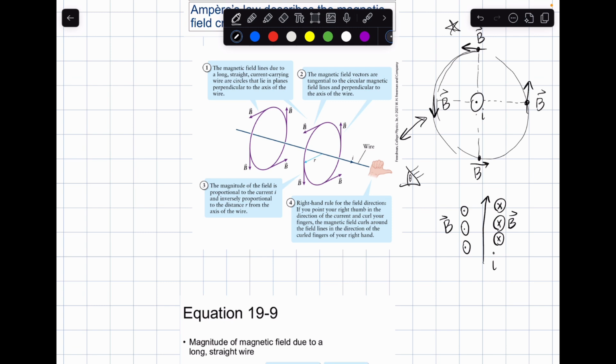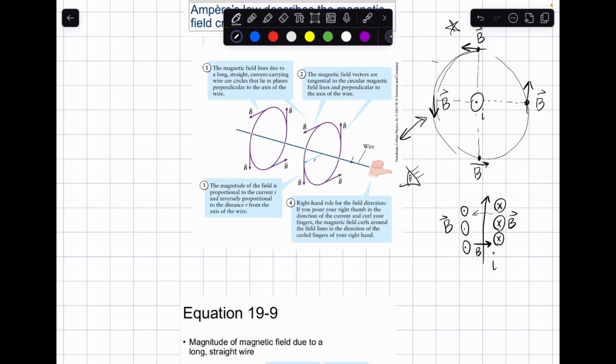Below the wire, it's pointing to the right. I'm sorry, to the left. And then if we're above the wire, it's pointing to the right. Okay? So three different perspectives to look at here.